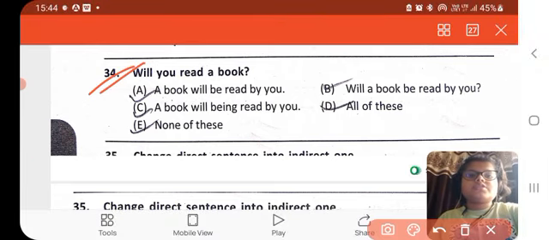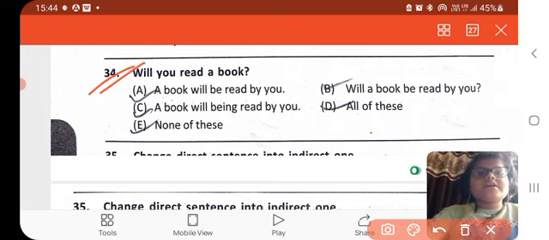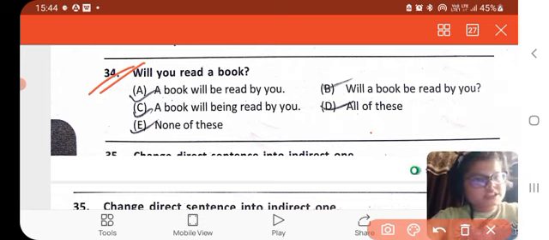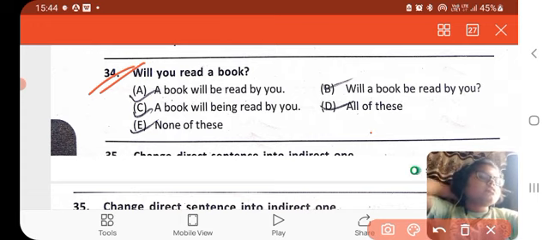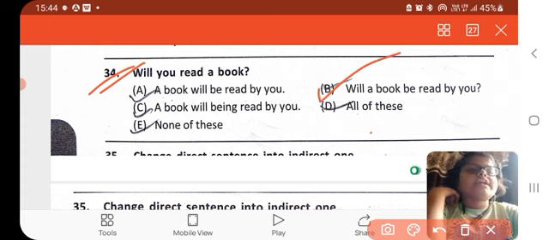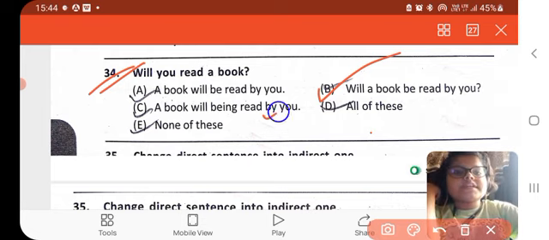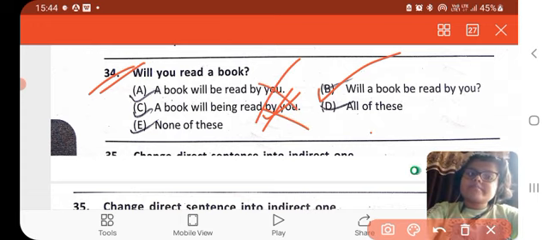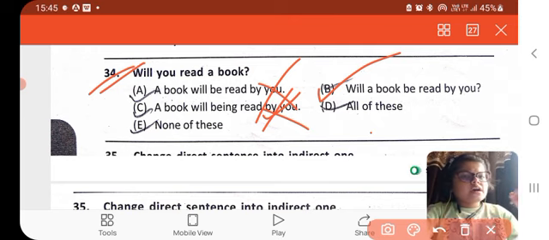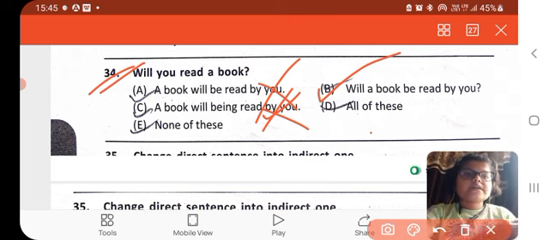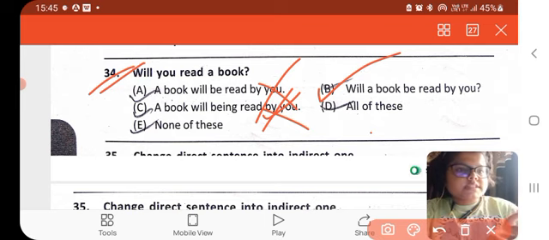In question 34, change the active voice into passive voice. So, will you read the book? The question is in active voice. So the passive voice will be, will a book be read by you? The answer is option B. Options A and C are not even questions. Remember, in active and passive voices, sentences are not changed, just the order is changed. So why should we change a question into a full stop sentence or an assertive sentence? We should not do this.